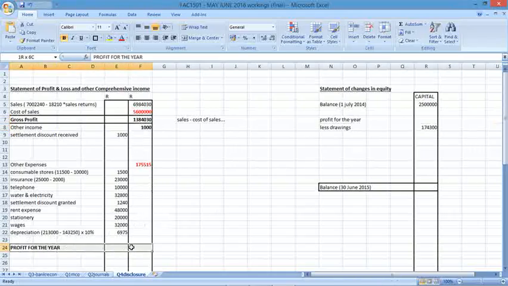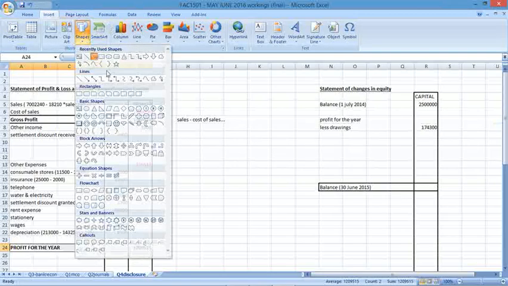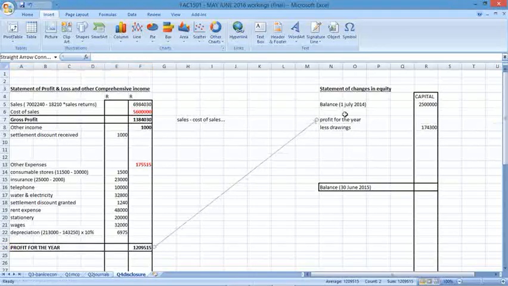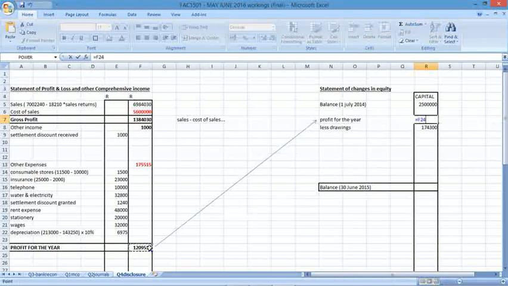So how do I get profit for the year? Well, it's the gross profit plus other income minus other expenses. So this plus that minus this gives me that answer. Who gets the profit? The owner. So this is going to be referenced in the statement of changes in equity. Profit for the year is 1209515. That's the profit for the year.